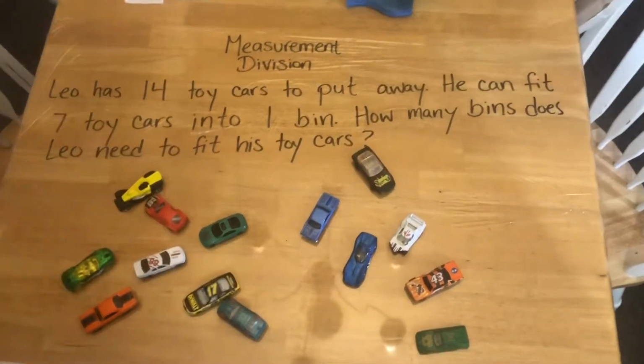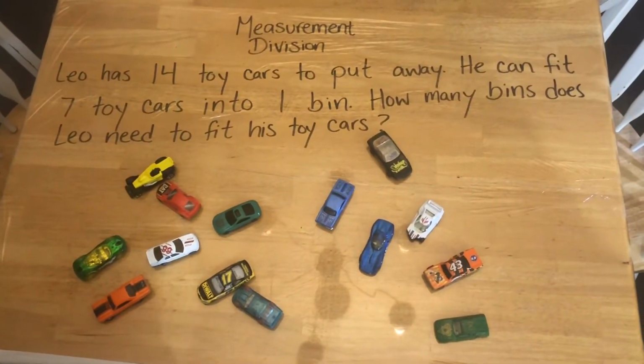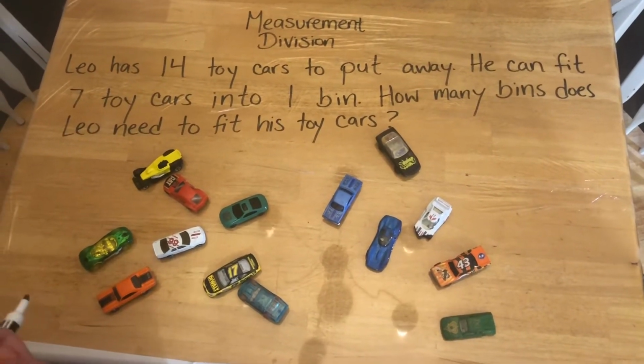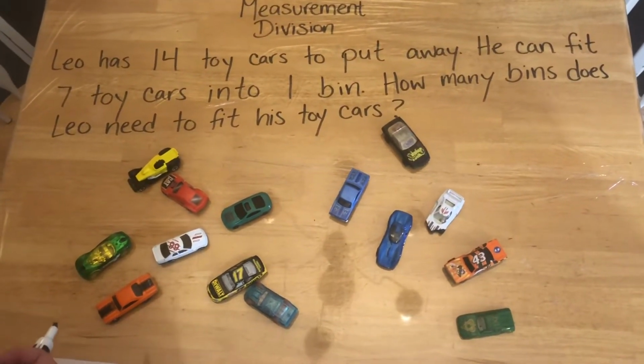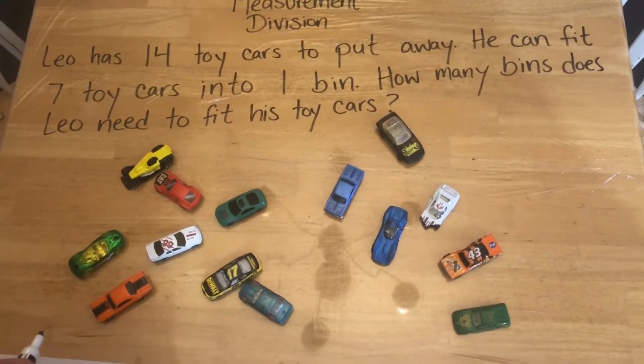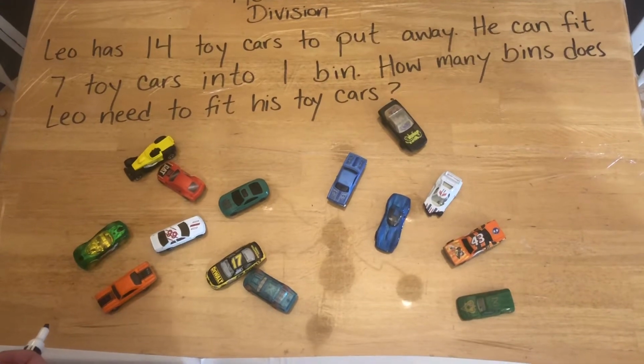Now we're going to look at an example of measurement division. So we don't know how many groups we are dividing into. Leo has 14 toy cars to put away. He can fit 7 toy cars into 1 bin. How many bins does Leo need to fit his toy cars?